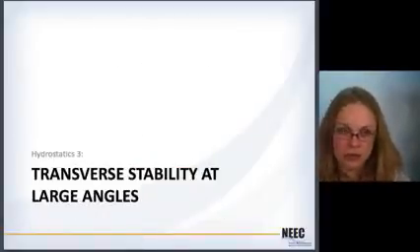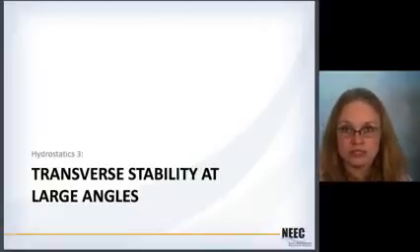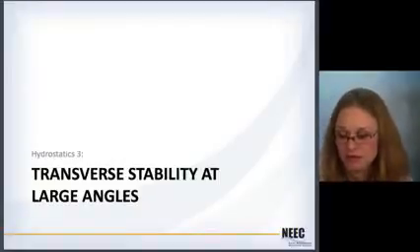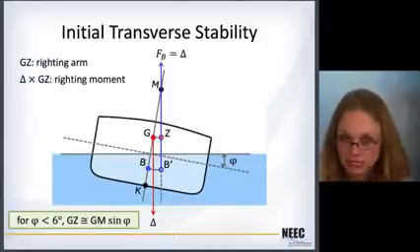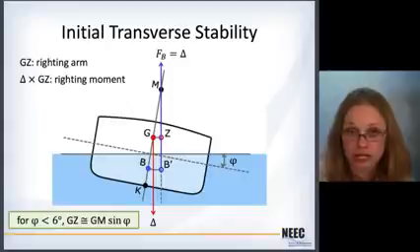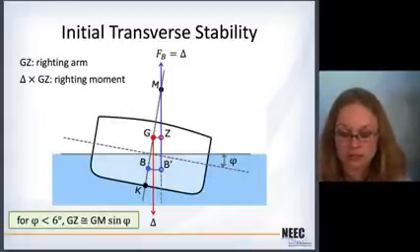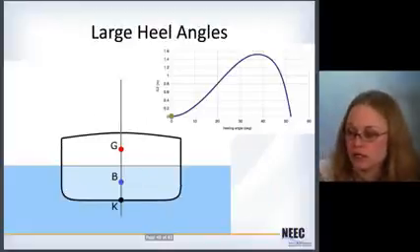For large angles, that equation, GZ approximately equal to GM times the sine of phi, no longer holds. You have to do something different, right? So this is what I'm talking about. This was the initial transverse stability. For large angles, anything above 6 degrees of heel, this approximation won't hold. So you have to do a full-out calculation of it.